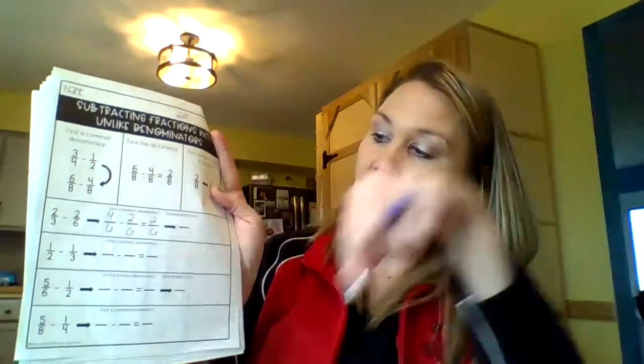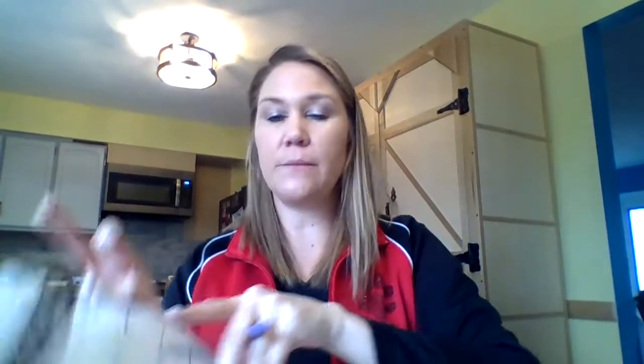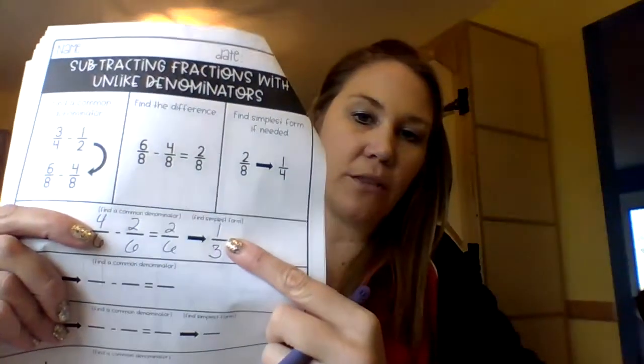So I have 2/6, but is that in simplest form? No, because I can divide 2 by 2 and 6 by 2. 2 divided by 2 is 1. 6 divided by 2 is 3. So in simplest form, you should have 1/3.